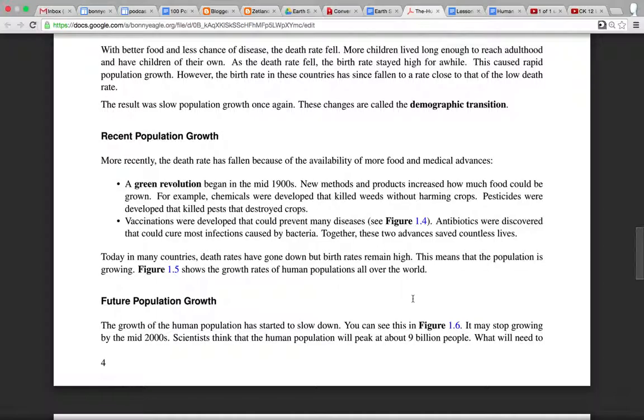Today, in many countries, death rates have gone down, but birth rates remain high. This means that the population is growing. Figure 1.5 shows the growth rate of human populations all over the world.